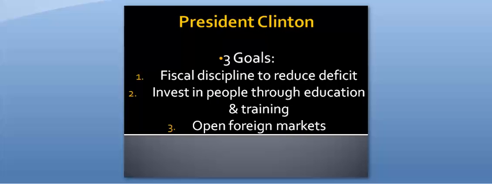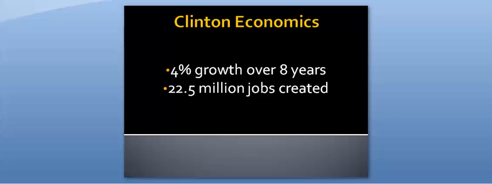Now in the 1990s, the economic policy changed again. So in 1992, Bill Clinton became president and had 3 main economic goals. Number 1, fiscal discipline that would reduce the deficit. Number 2, investing in people through education and training. And number 3, opening foreign markets so Americans could compete abroad. So these 3 goals led to an average of 4% economic growth per year for the 8 years Clinton was president. Over 22.5 million jobs were created during that same 8 years.